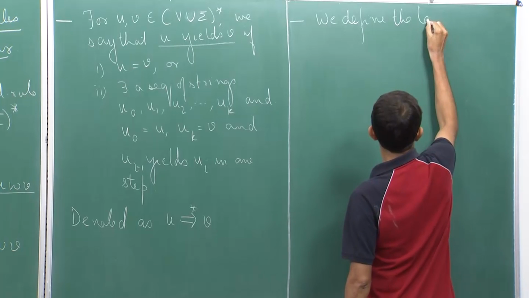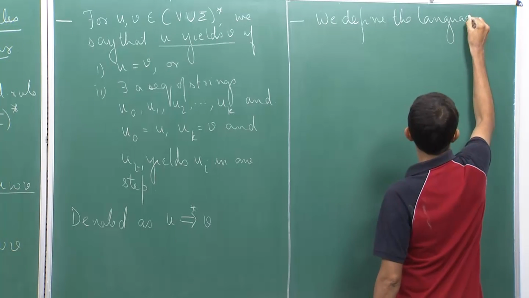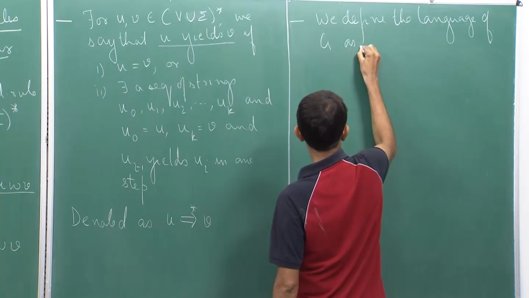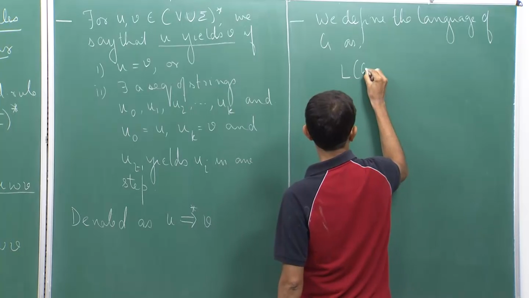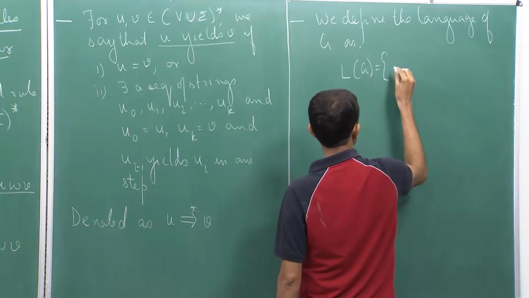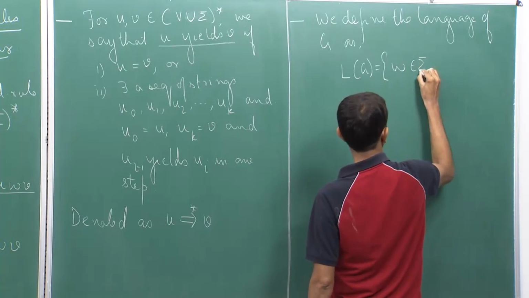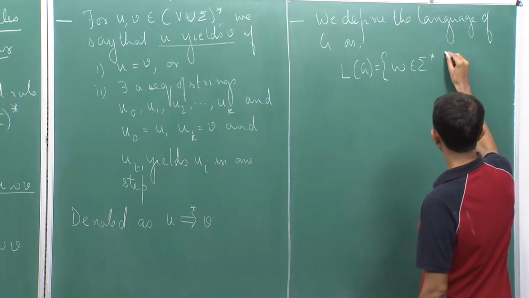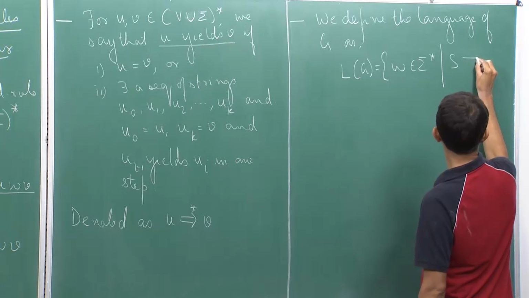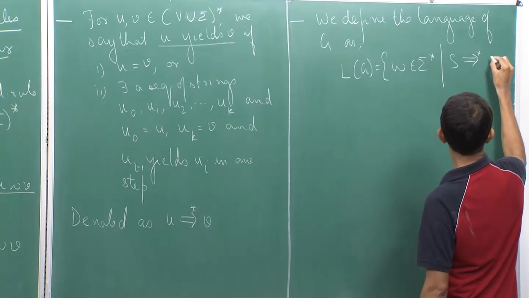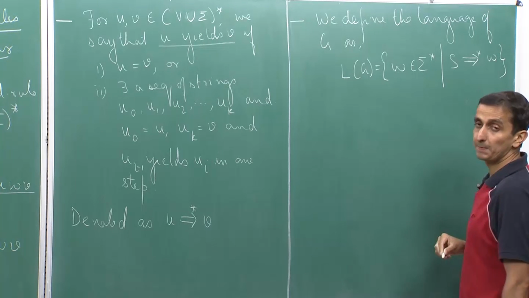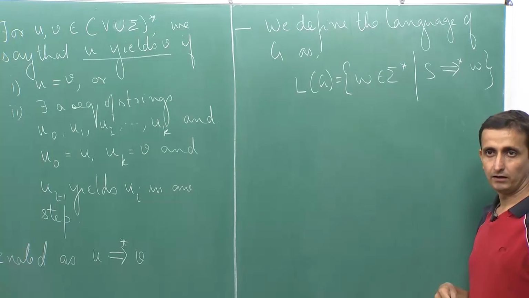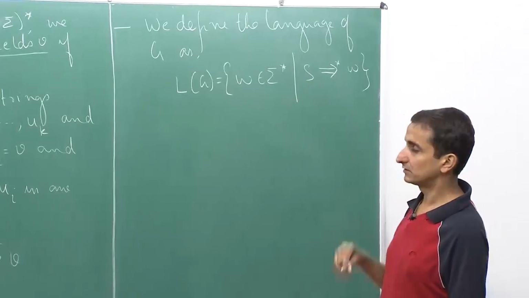We define the language of G, denoted as L of G, as the set of all strings W in sigma star consisting only of terminals such that S yields W. So, all those strings over terminals that we can generate starting from the start symbol.